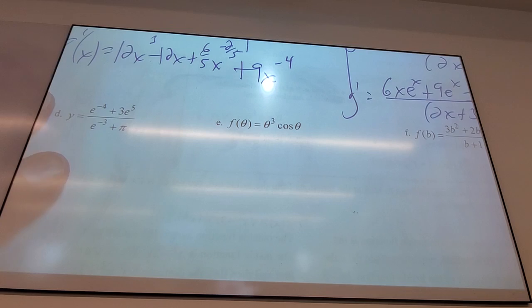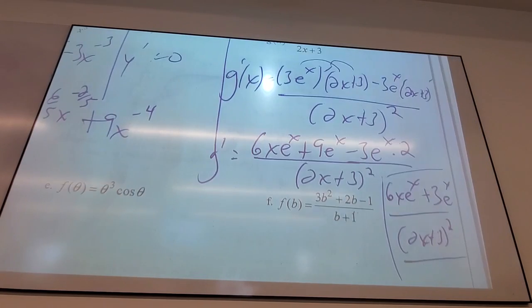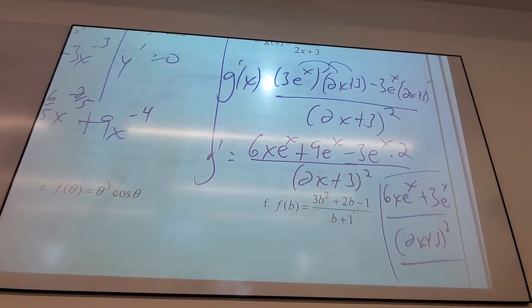So the derivative of e to the x, the number in front of it also goes with it. Here's a general thing about constants and derivatives.